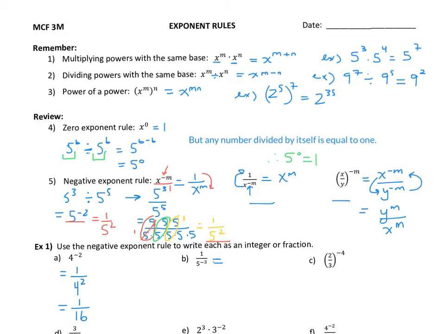All right, 5, not happy. It's got a negative exponent. It's going to slide up to the top. It's going to become then 5 to the positive 3. And then 5 times 5 is 25, times another 25 is 125.